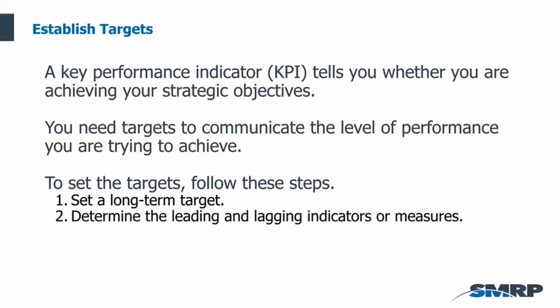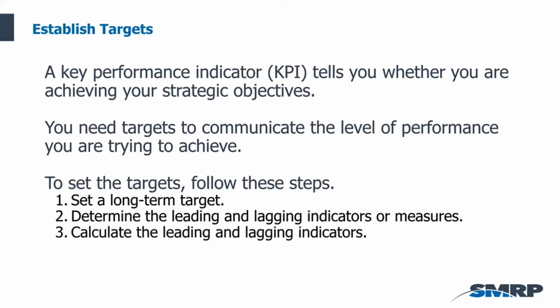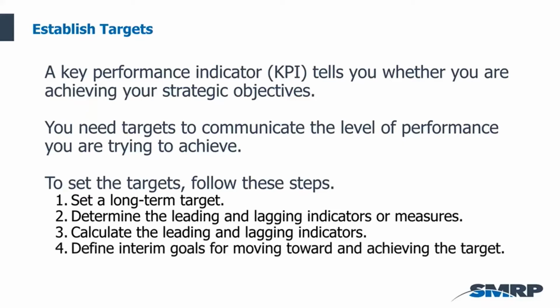The first thing is to set that long-term target, and that should be from one of your objective statements. The second thing is to determine the leading and lagging indicators that help you to measure and achieve that target. Then calculate your current leading and lagging indicators, and then periodically recalculate them to check your progress. And it's a good thing to define interim goals for moving towards and achieving that target.